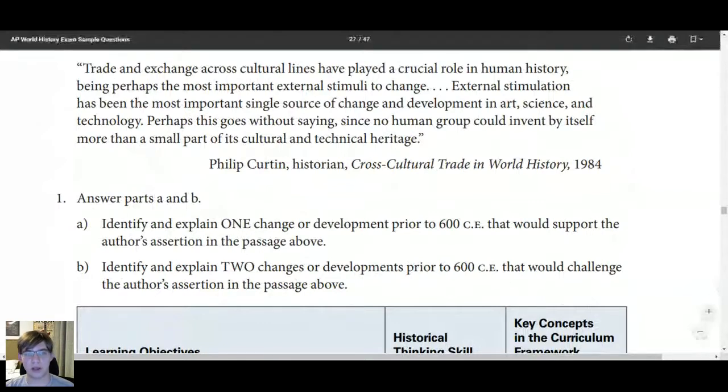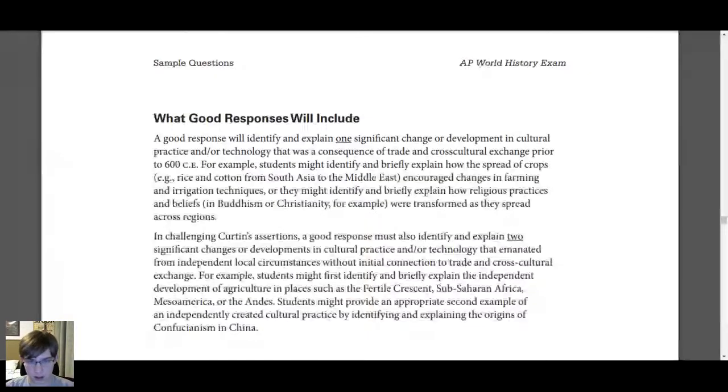What a good response will include. A good response will identify one significant change, the spread of crops, religious practices change. Perfect. All right. In challenging, 2 significant changes or developments in cultural practice or technology, the independent development of agriculture, cultural practices, the origins of Confucianism. Yeah, so things like that. There are a bunch of different answers. Part B was difficult. Part A was pretty simple, but part B, I would consider pretty difficult.